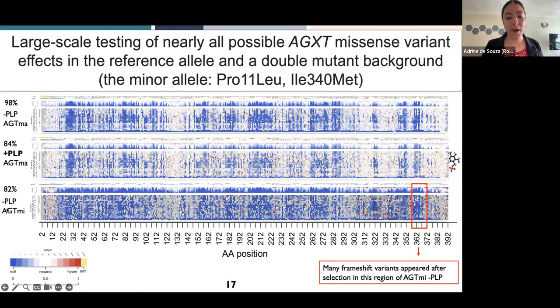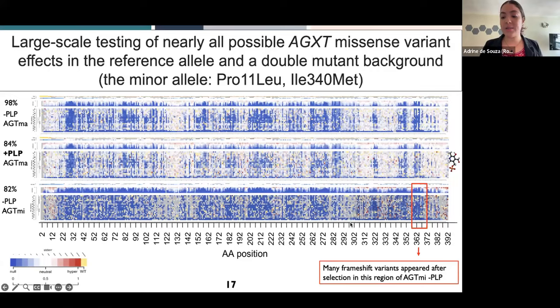And then at the bottom part, we have the variants in the minor allele background without the presence of PLP. And I think it's really important to mention here that I detected a very high number of frame shifts around this region here that is also known to be a substrate binding site.